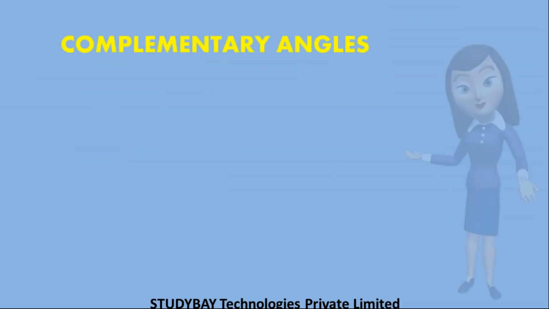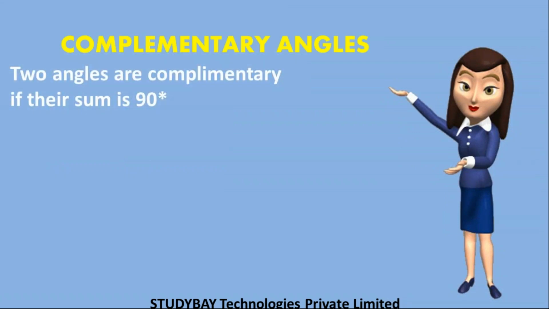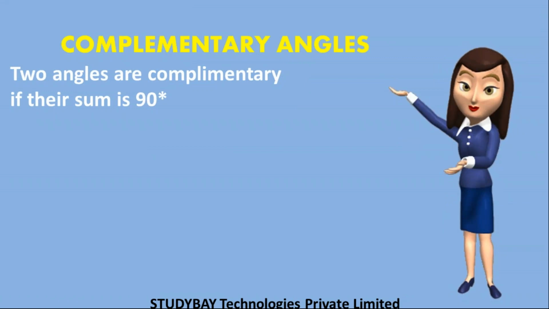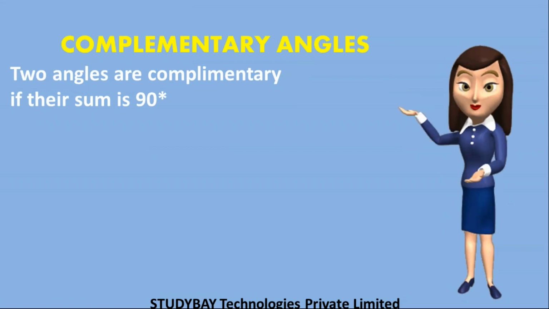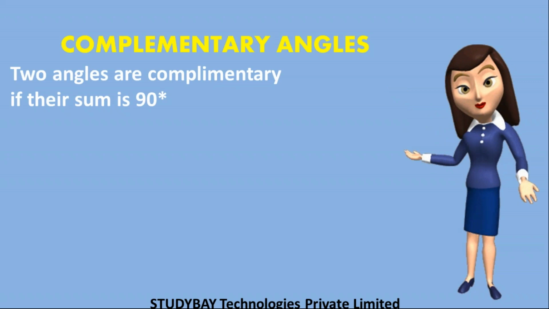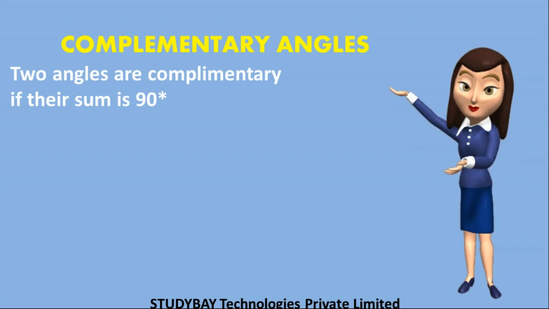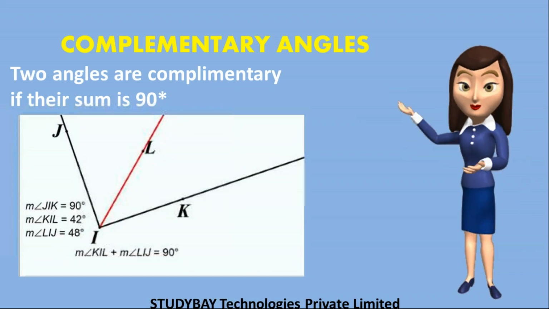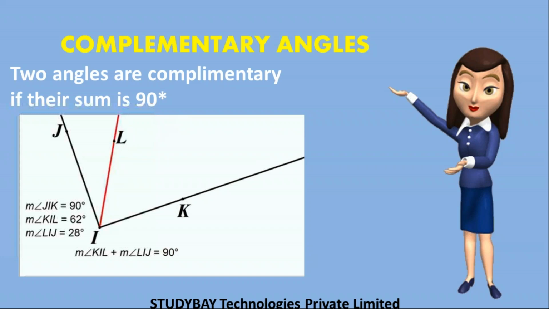Now complementary angles. Two angles are said to be complementary if their sum is 90 degree. We can have two different angles. Let's say one angle is 40 degree, one angle is 50 degree. So they are said to be complementary if their sum is already 90 degree, right? So this is how they actually look.